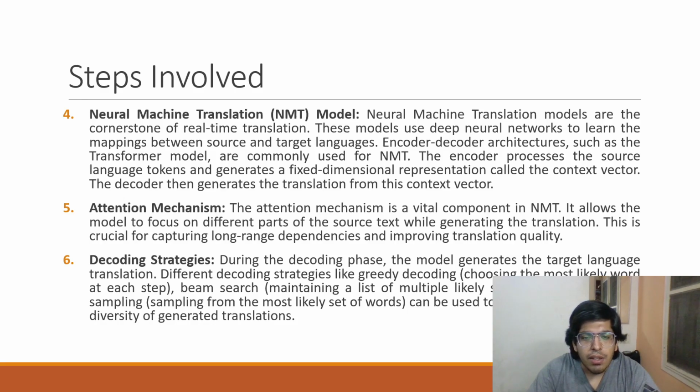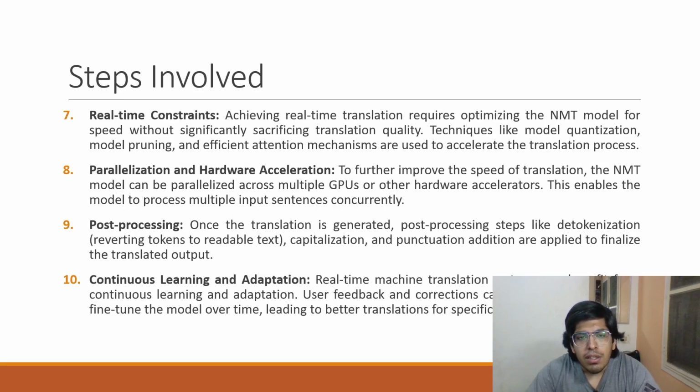Decoding strategies involve the model generating the target language translation. Different decoding strategies like greedy decoding, beam search, and nucleus sampling can be used to improve the quality and diversity of generated translations. The real-time constraints involve optimizing the NMT model for speed without significantly sacrificing translation quality.